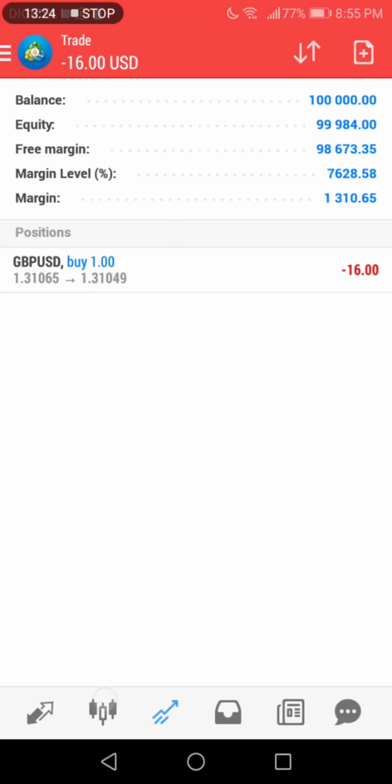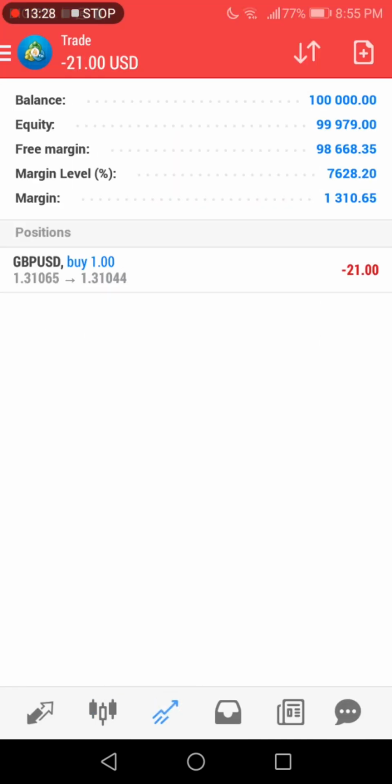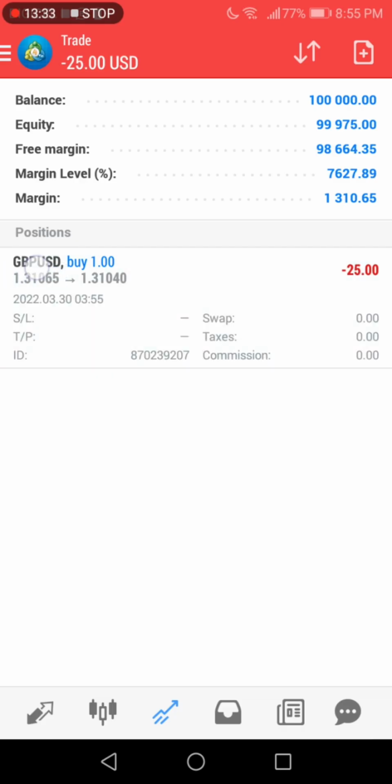I just simply enter a buy on GBP USD. If you enter a position, you will be taken to the trade section where you will see your buy position, GBP USD, buy 1, the price at which you bought it, which is right here, and the price it is at. So it's from here to here. You entered here, and this is the current price, and that will show you your profit.